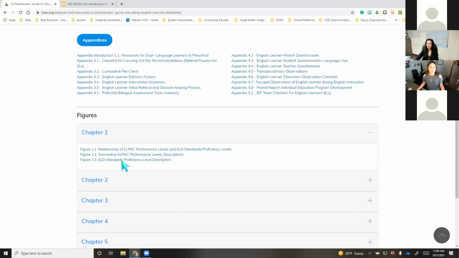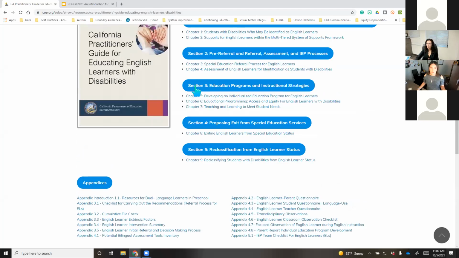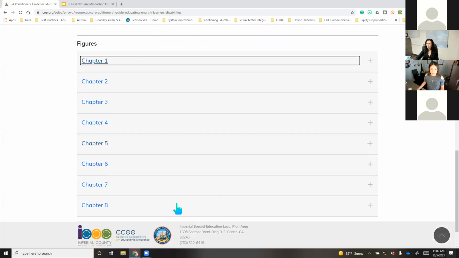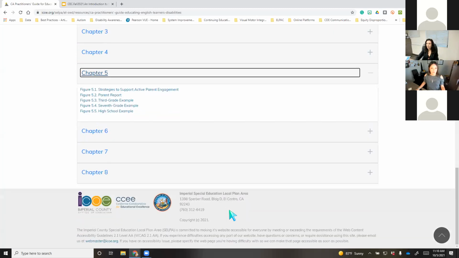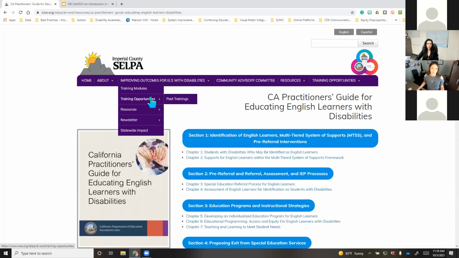If we scroll further down, you will also see all of the figures referenced by chapter, and these are available in accordion format. So if you're looking to find resources that are specific to the development of the IEP, we know that that was section 3 because I can see it visually now here. I know it's chapter 5, developing an IEP for English learners. I go down here, expand, and I find figures that support the development of the IEP, from strategies to support active parent engagement, the parent report, and examples of linguistically appropriate goals and objectives in 3rd grade, 7th grade, and high school. Again, all of this information is listed here with multiple entry points depending on your role as a practitioner that supports meeting the needs of English learners with disabilities.